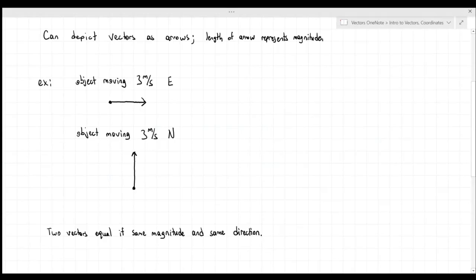Now, two vectors are considered equal if they have the same magnitude and also the same direction. So, for instance, in these two examples over here, these two vectors have the same magnitude. Both of them have a length equal to 3. But we still consider them different vectors because they're pointing in different directions.